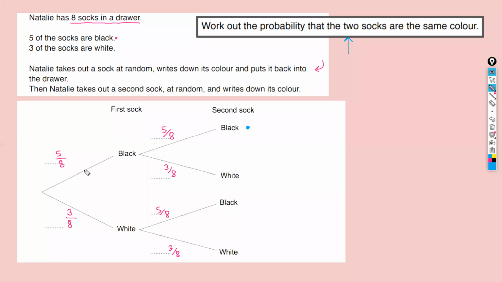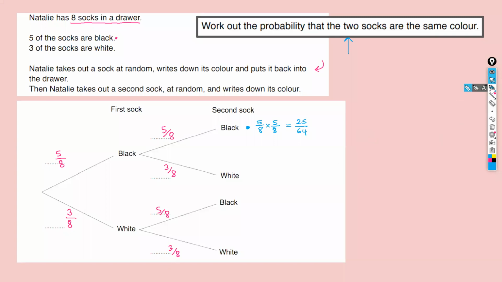So when you're going across, you multiply. So it's 5/8 multiplied by what? Another 5/8. So that will give us what? 25 over 64.